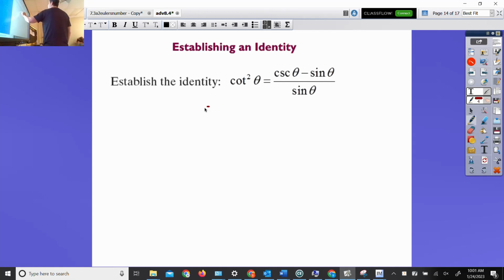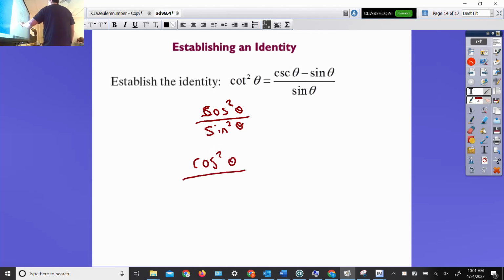Cotangent squared would be what? Cosine squared over sine squared. What's sine squared? One minus cosine squared. Factor 1 minus cosine squared.